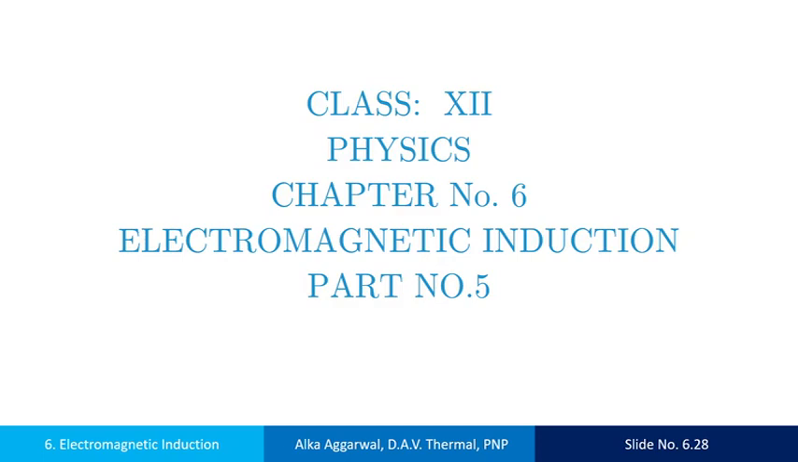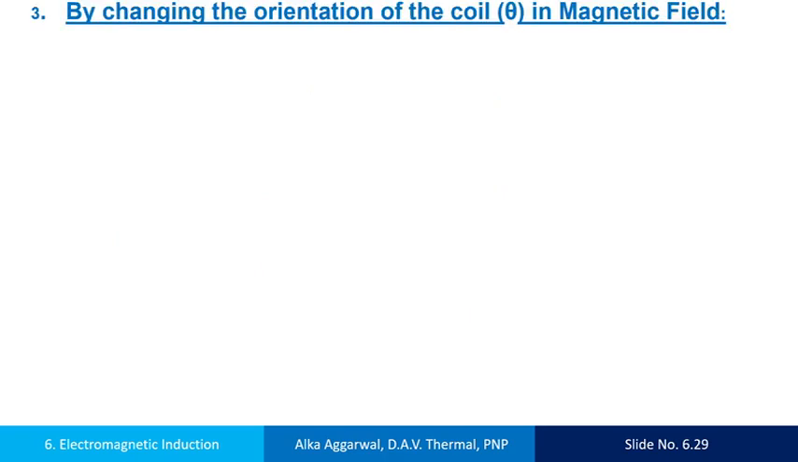Methods used to change the magnetic flux linked with the coil. We have already discussed that the magnetic flux can be changed by changing the magnetic field, and by changing the area of the loop in the magnetic field. Now we discuss the third method, that is by changing the orientation of the coil in the magnetic field.